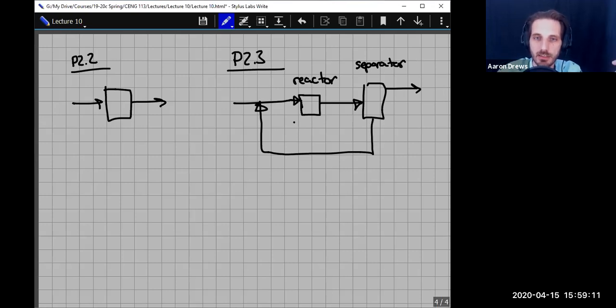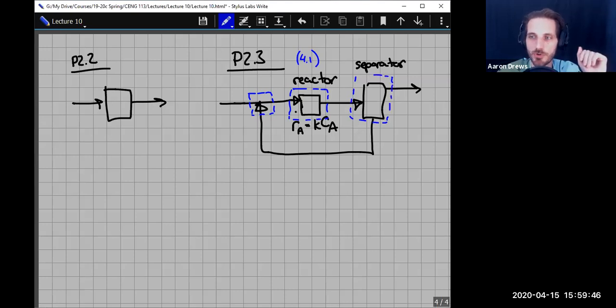And so instead, how do we solve this if we have to say that R is equal to K C sub A? The approach here would be very similar to what you had seen in 100. So you do a material balance around A here, the same material balance on A that we did here, right? Except now your material balance here is equation 4.1, the material balance for a reactor rather than the material balance that we had seen previously. And then you do a material balance around the separator.